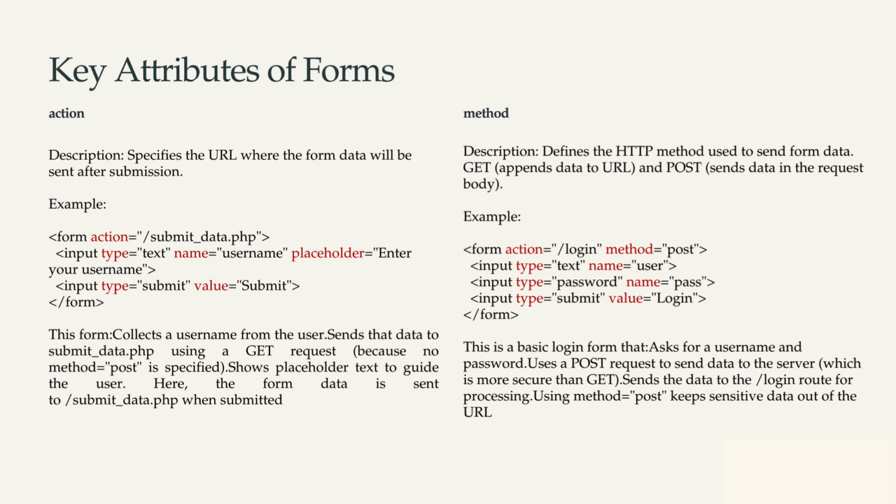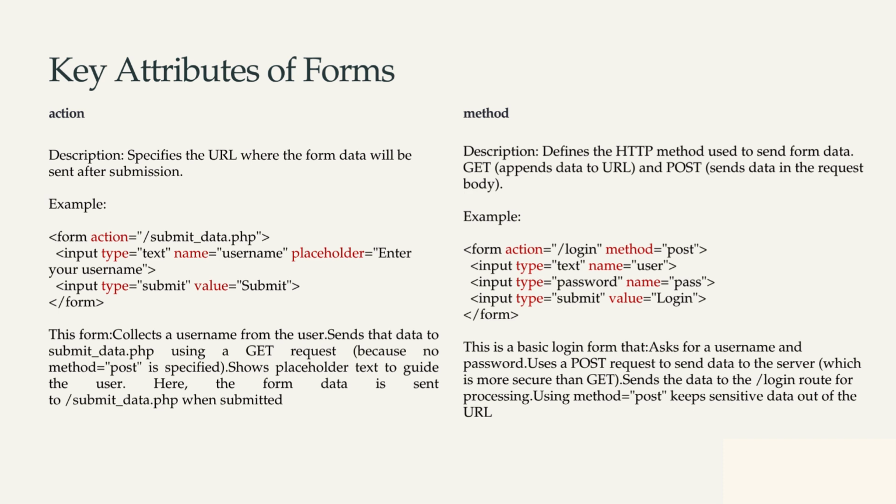Key attributes of forms. Action: description specifies the URL where the form data will be sent after submission. Example: form action equals submit data.php, input text, name username, placeholder equals enter your username, input type submit, value submit form. This form collects a username from the user, sends that data to submit data.php using a get request, and shows placeholder text to guide the user.